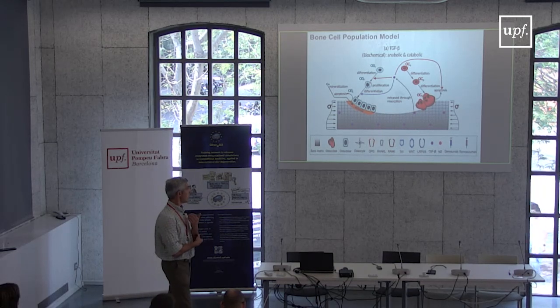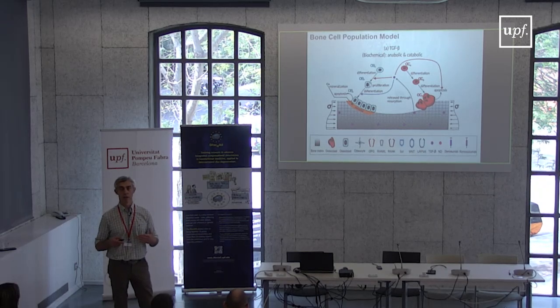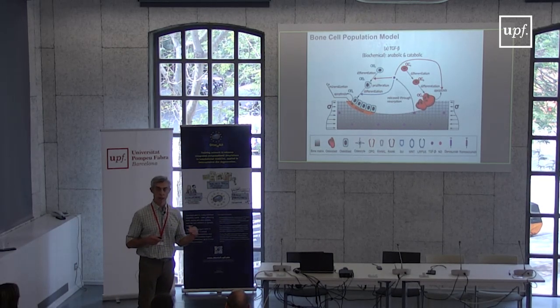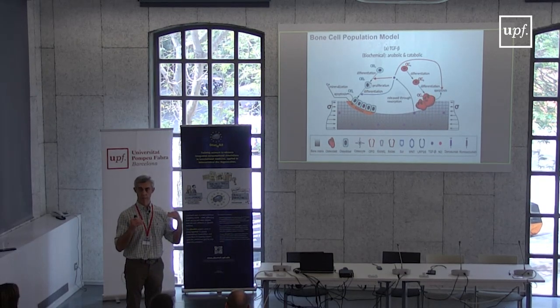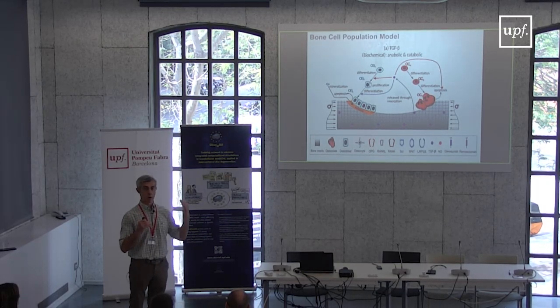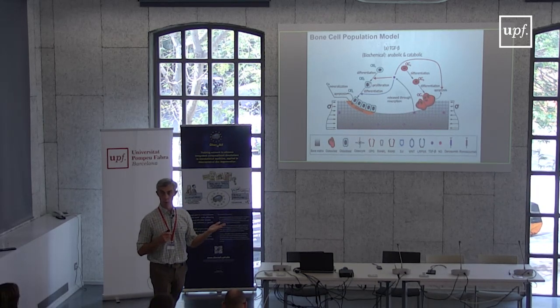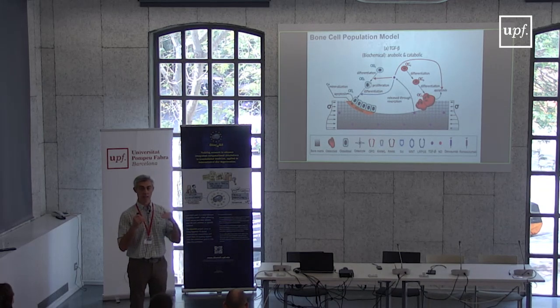Furthermore, if the activity of osteoclasts predominates over osteoblast activity, then you will have bone loss, and vice versa. If you have more osteoblasts than osteoclasts, then you will gain bone. This is what happens in osteoporosis: the activity of osteoclasts predominates over the activity of osteoblasts.